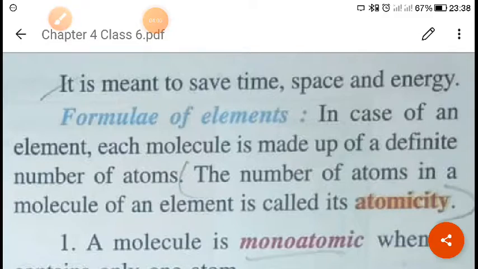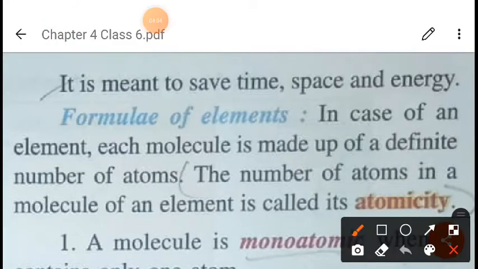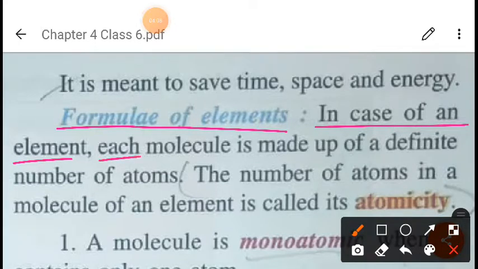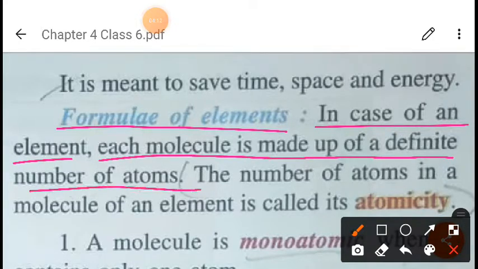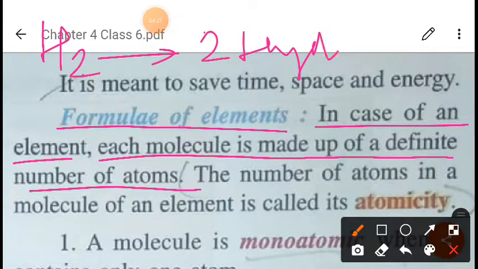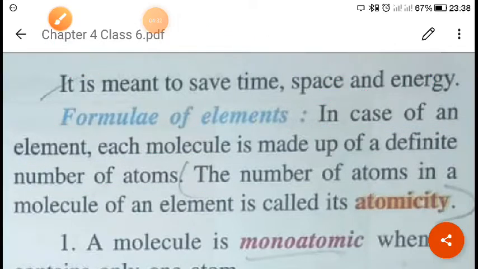Now, the formula of an element. When we talk about the formula of an element, each molecule is made up of a definite number of atoms, right? Every element is made up of some number of atoms. Just like this, when we write H2, it is made up of 2 hydrogen atoms. Okay, so in the case of an element, each molecule is made up of a definite number of atoms, right?